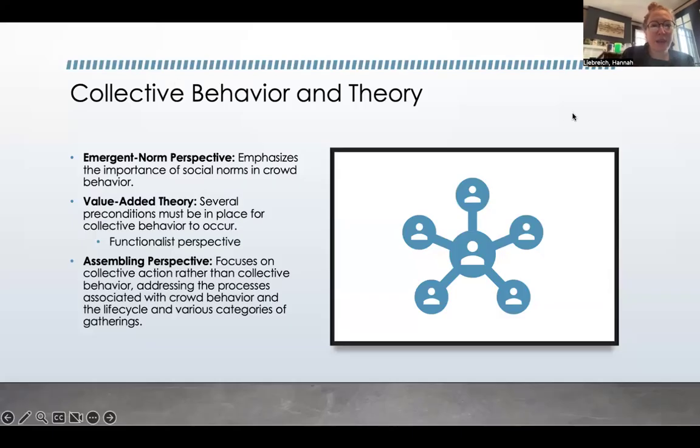All right. And then from there, there's three major theories when it comes to collective behavior: emergent norm perspective, which emphasizes the importance of social norms and crowd behavior; value added theory, which suggests that several preconditions must be in place for collective behavior to occur. This is rooted in functionalist perspective, so we can see how those foundational sociological theories continue to influence more contemporary theory and theory that is specific to a particular subtopic within sociology, like collective behavior and social movements.